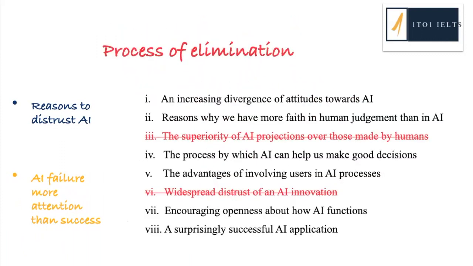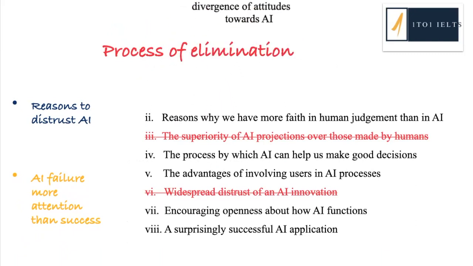We go through our process of elimination. Again, there was no mention of attitudes diverging, so this is not going to be relevant. Reasons why we have more faith in human judgment than in AI. Well, it's definitely reasons why we don't trust AI. So this looks like it could definitely be a possibility.